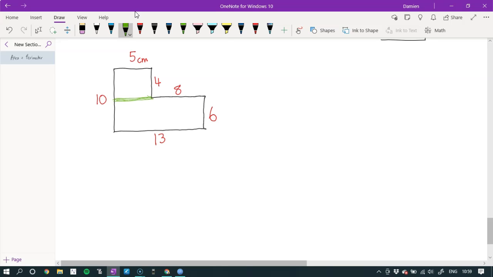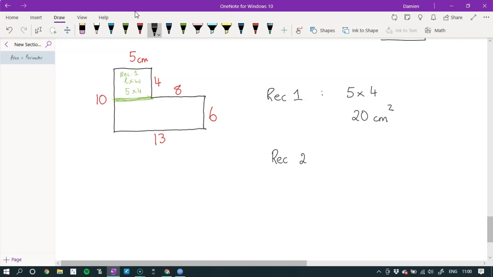So what's this top box here? This is box 1 or rectangle 1. So rectangle 1 is going to be length by width, isn't it? So this one here is 5 across and it's 4 down. So it's 5 by 4. So we can write rectangle 1, 5 multiplied by 4. And that gives us 20 centimeters squared.